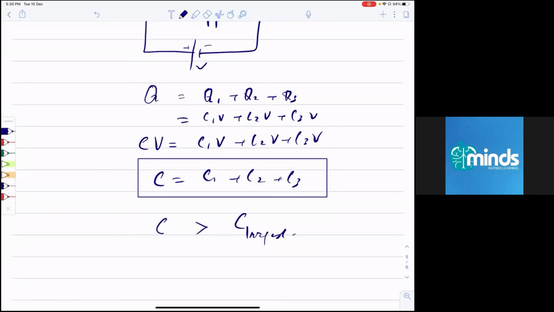Are you getting it? The C will be greater than the largest value of C in the circuit. So we should know what a series combination is and what a parallel combination of capacitors is. If you are getting it, now we may try solving some questions.